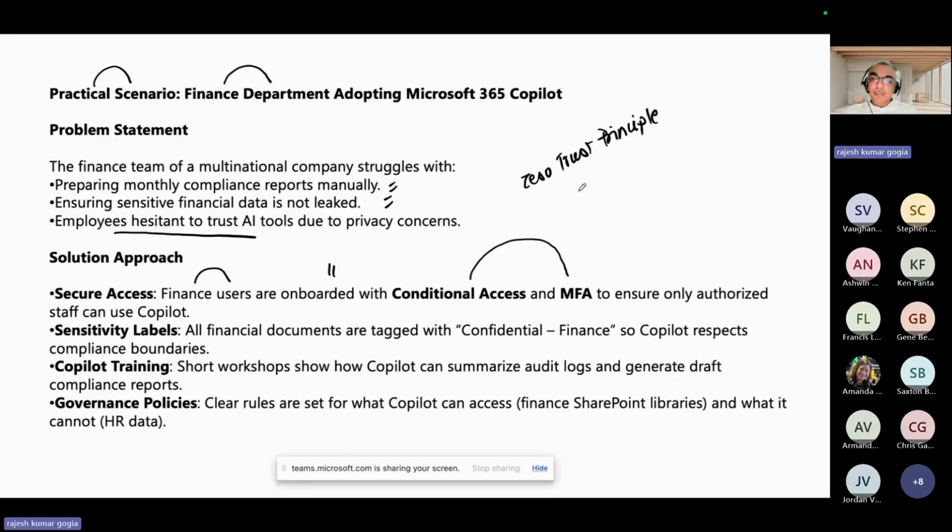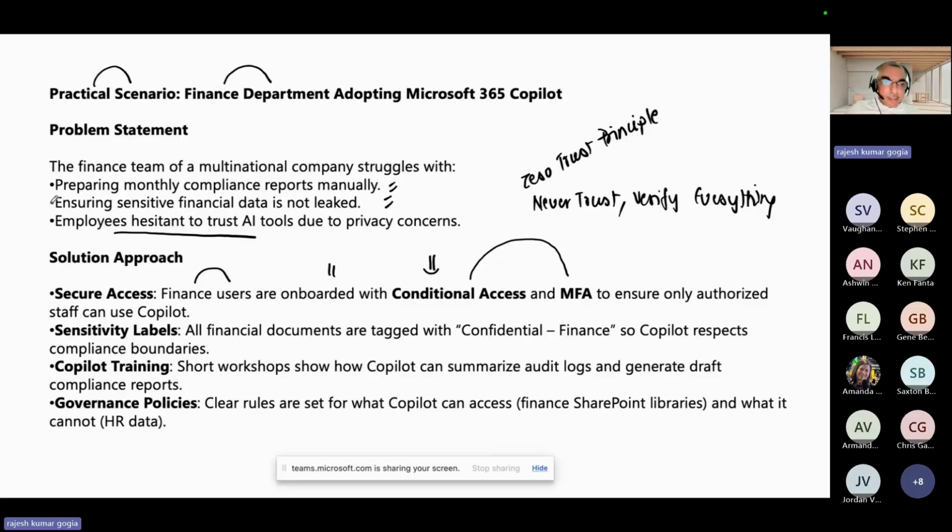Now, when I say zero trust principle, it says never trust. If I want to never trust, I have to verify everything. What do I need to do? I need to verify everything. So when I say everything, what are you bringing in? You're bringing in the conditional access, which I mentioned earlier. You're bringing in the conditional access policies, and that too, you're going with multi-factor authentication.